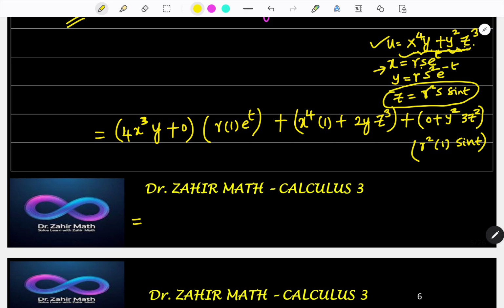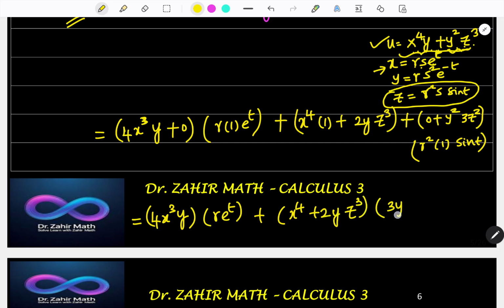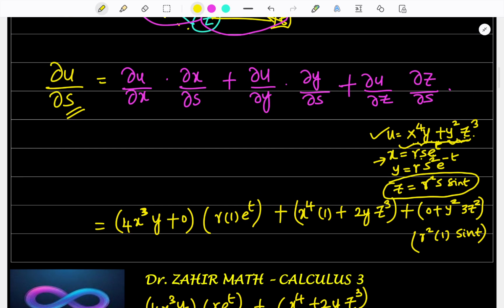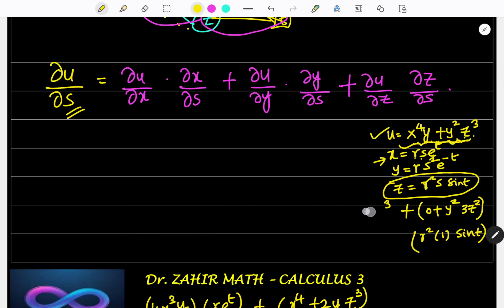So this equals, right? So what will be our answer? 4x cube y times r e power t plus x power 4 plus 2y z cube and 3y square z square, right? No, I made a mistake. X power 4 plus 2y z cube. I missed something. Let me check. Okay, here I missed the derivative with respect to s. Okay, let me start here.